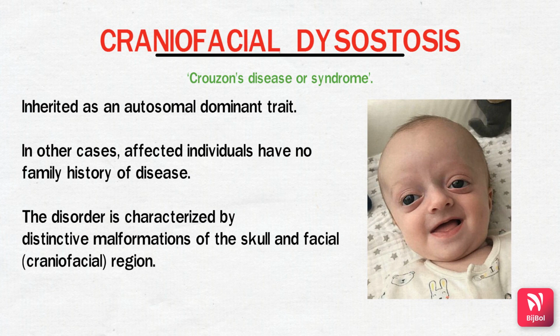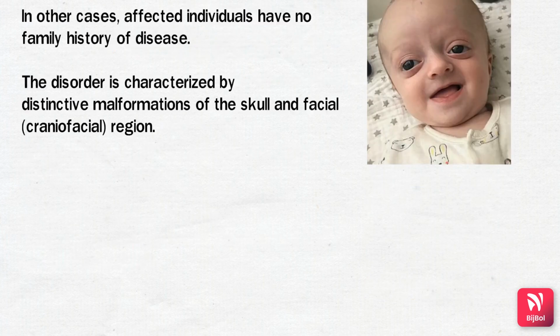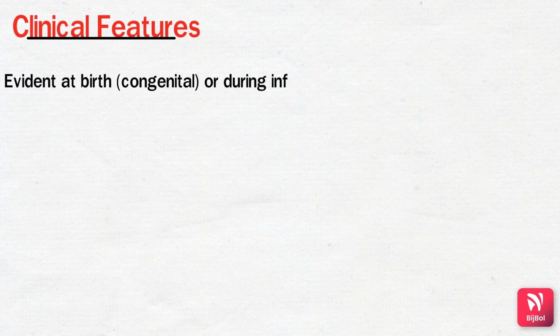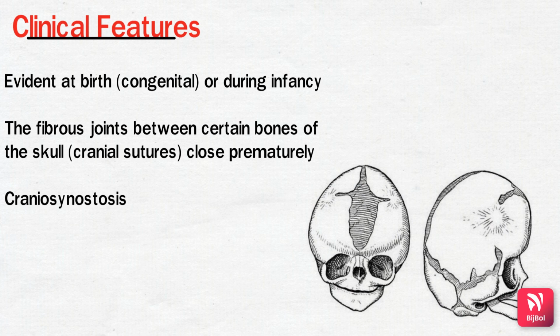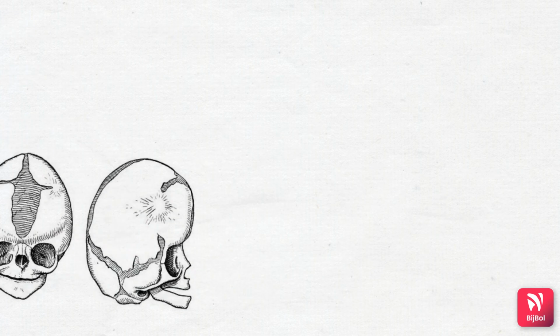Let us look into the clinical features presented by these subjects. It is evident at birth or during infancy. The fibrous joints between certain bones of the skull close prematurely, and they will produce craniosynostosis. In infants with Crouzon syndrome, there will be fusion of the fibrous joints between certain bones, hence the name craniosynostosis. Other two features are proptosis and strabismus.